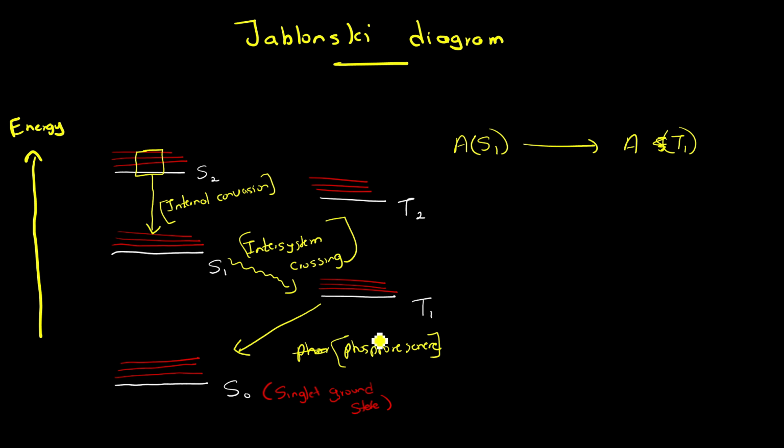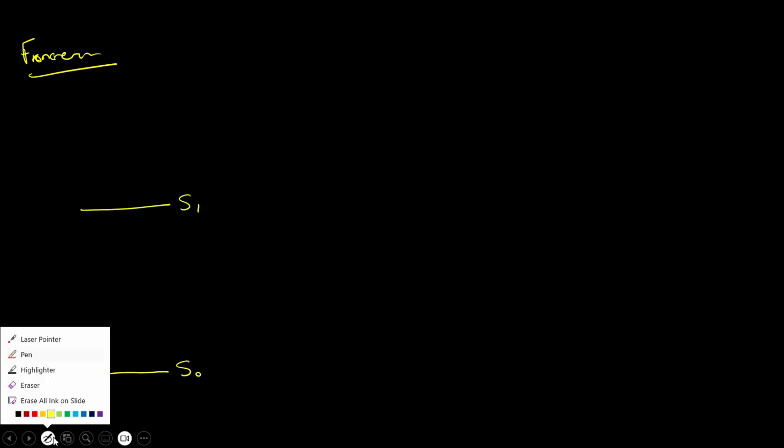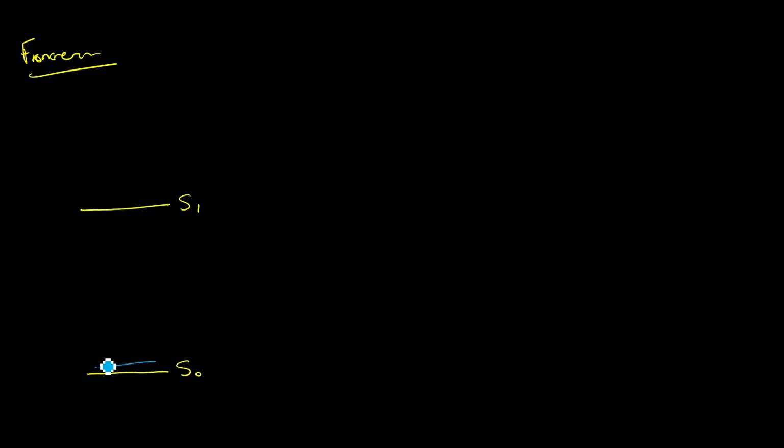And now let's talk about the most famous process, which is fluorescence. What does fluorescence mean? This is a very interesting topic. Now, let's say you have a molecule. Here we have the S0 ground state and here we have the S1 excited state. Let's draw some vibrational states.